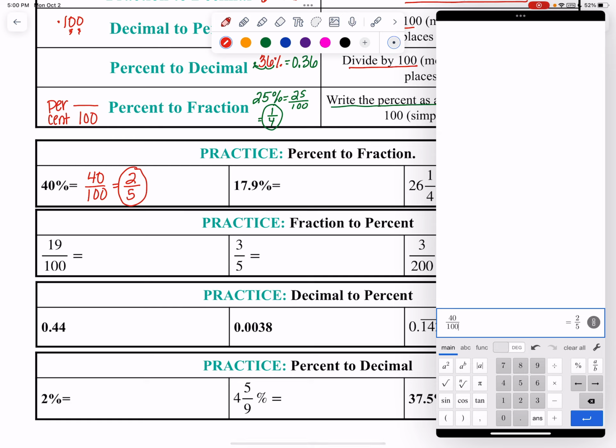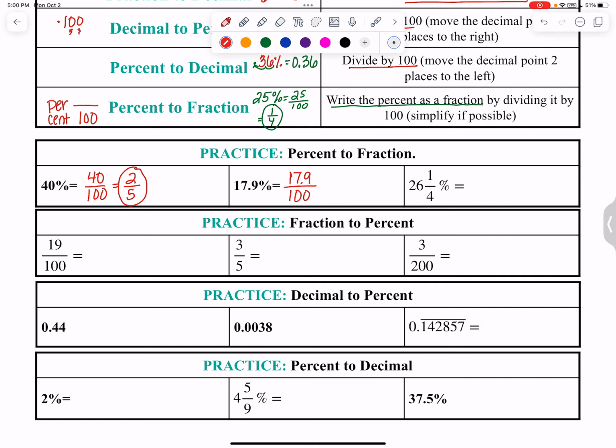17.9%. So I'm going to write it as a fraction first. So 17.9% is 17.9 per 100. Okay. And then we need to simplify that. So let's go ahead and clear and type that in. 17.9 divided by 100. Okay. And you can see it simplifies to 179 thousandths.